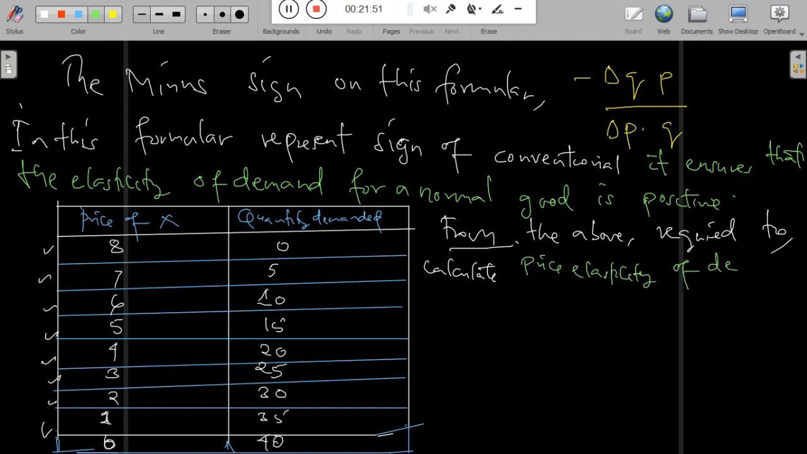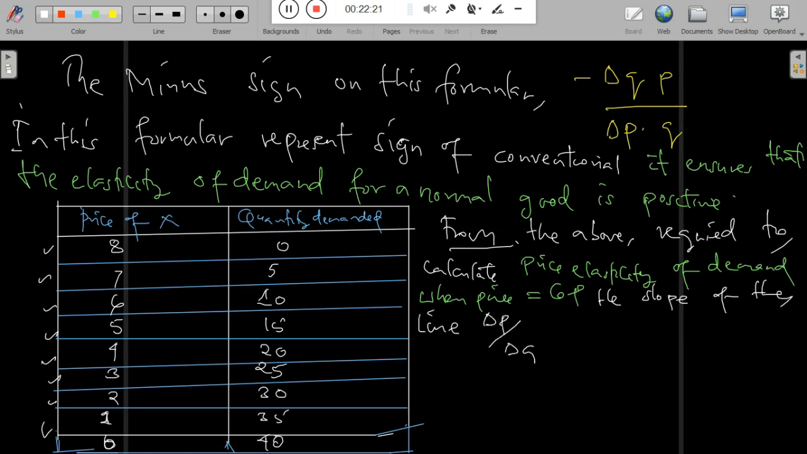From the above required, if you calculate the point price elasticity of demand, we have the price elasticity of demand when the price is equal to 6p. So if the price is equal to 6p, that is the price elasticity of demand when the price is 6p. If we calculate it out, it will appear in this mode.